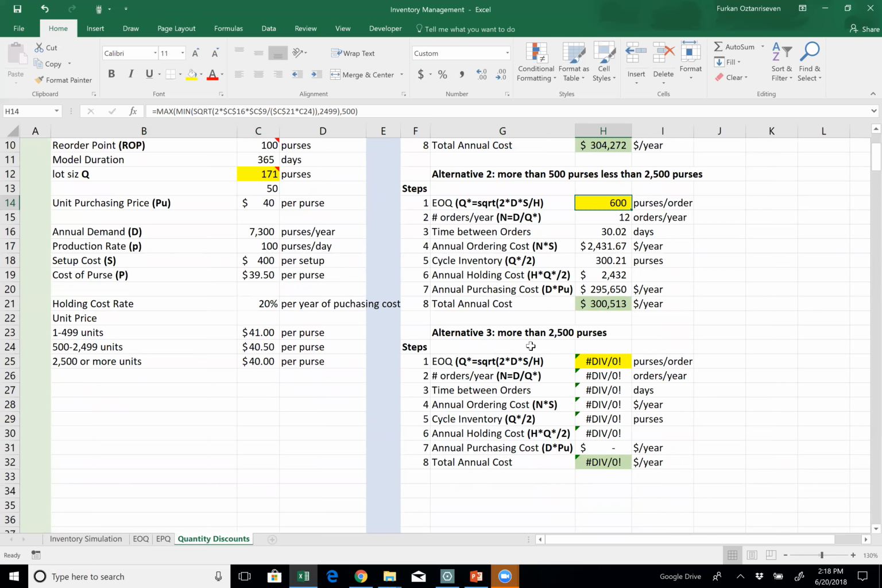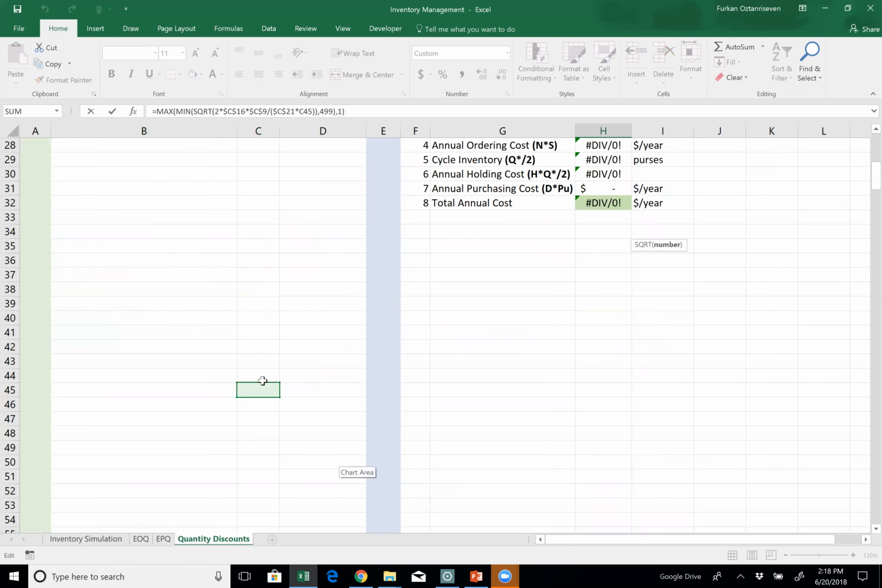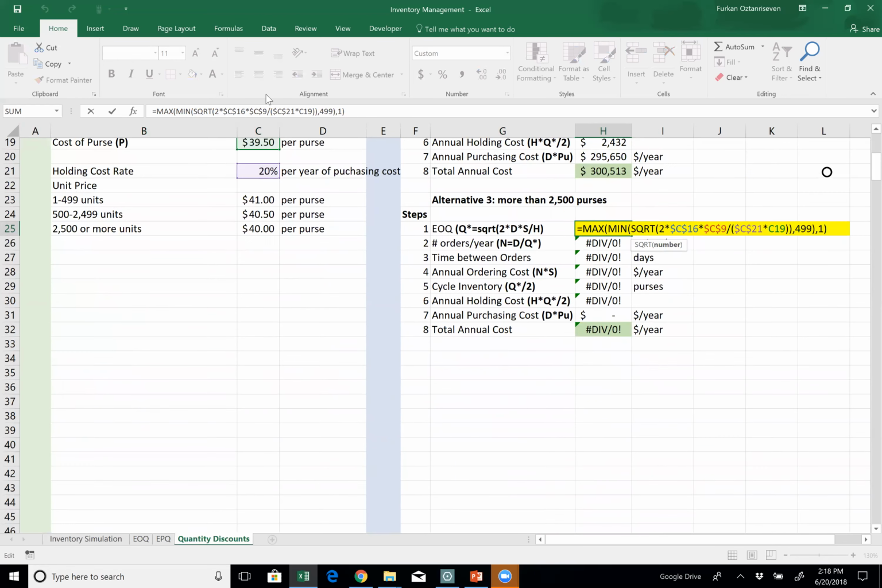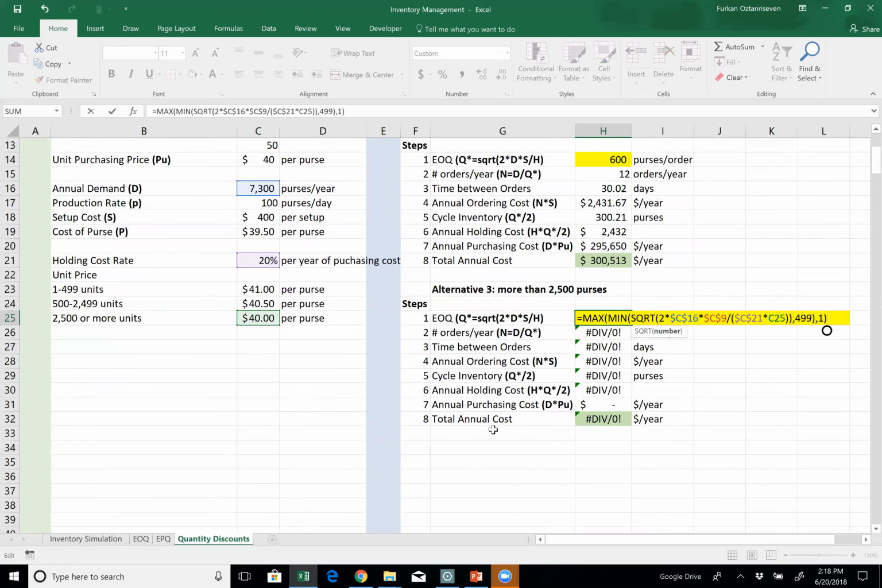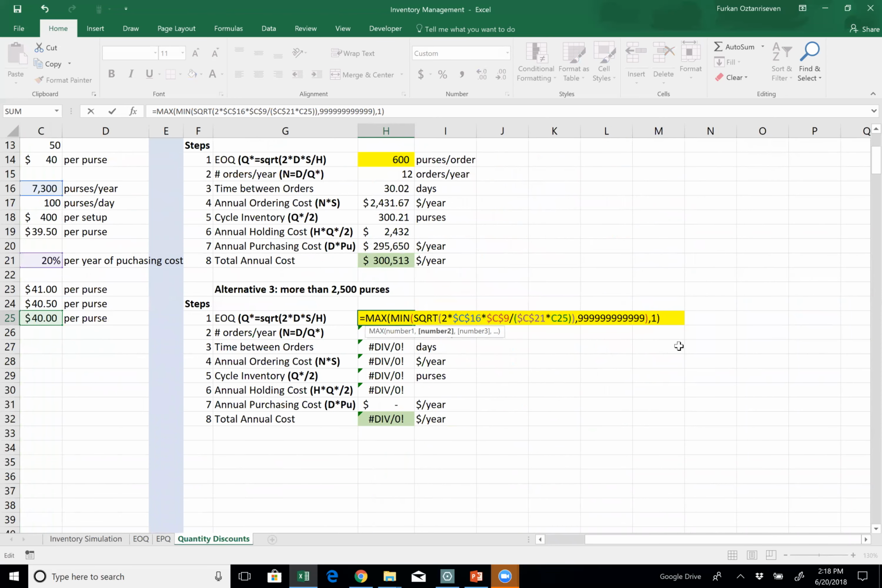If you order more than 2,500, what's going to happen? So again, I need to look at these three things here. This time I pay $40 per unit to buy. My upper bound, there is really no upper bound, so I will put a very, very big number here, 9999s. And then my lower bound is at least I need to order 2,500 units, so that's 2,500 right there.